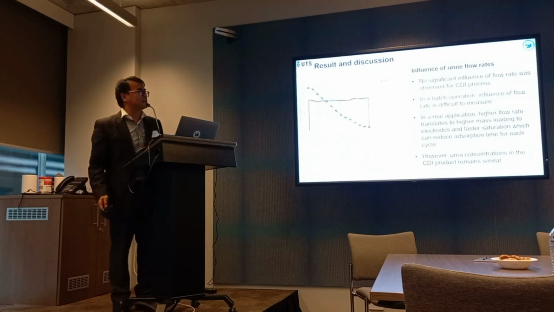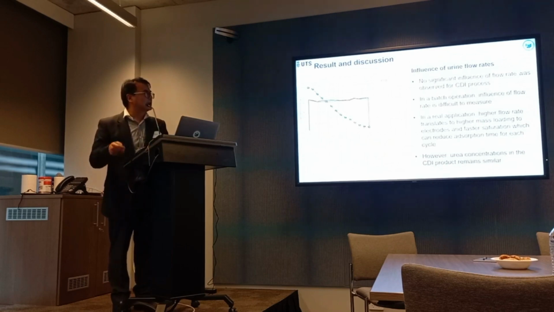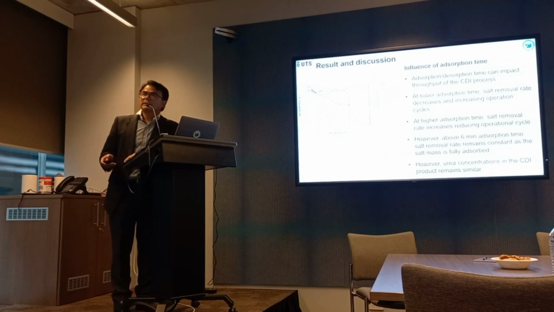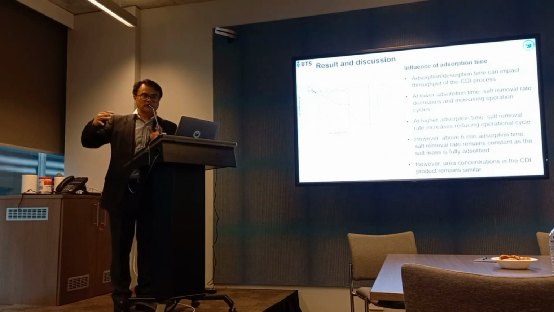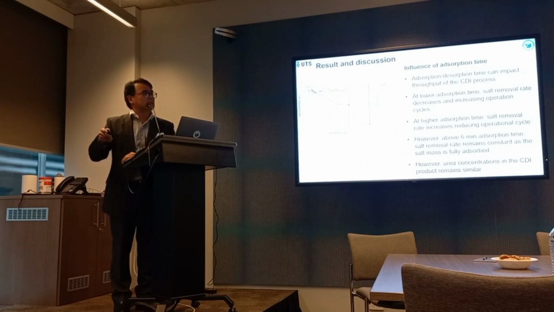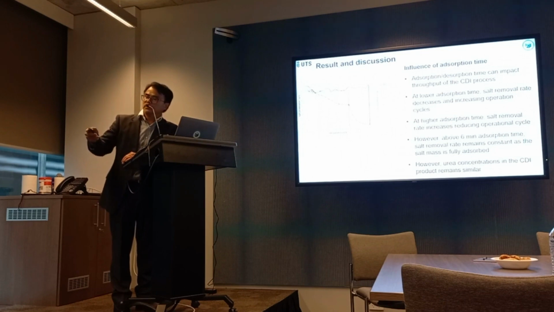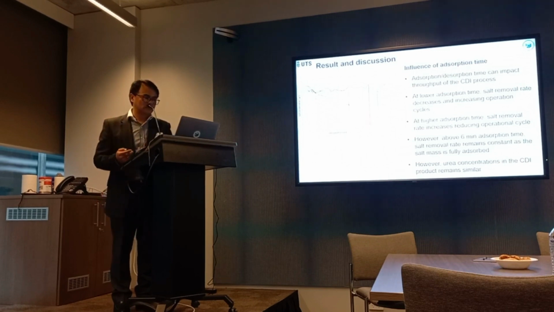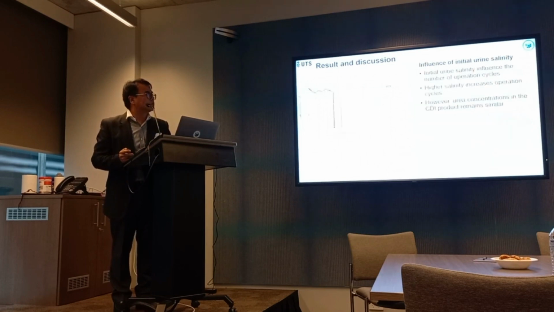So we tried out different flow rates, and I didn't see much impact. There was not so much influence of flow rate. We also varied the absorption time. Of course, the longer the absorption time, the longer period it has to absorb the ions. If you have less absorption time, you need more cycles to do it. But basically, looking at the urea concentration, it remains constant. That's one of the advantages we have, because it's not really absorbing on the CDI electrodes.